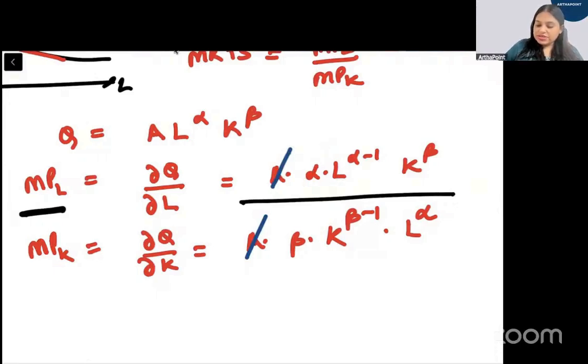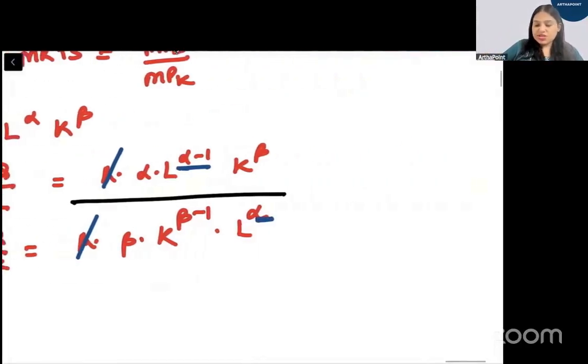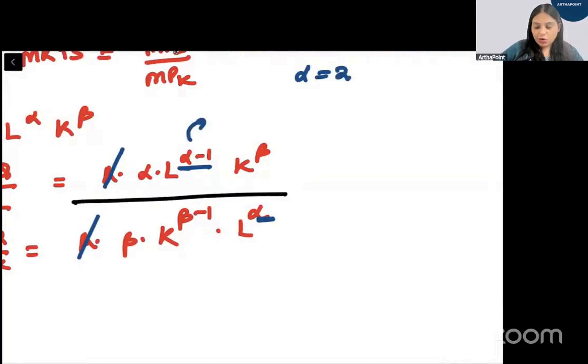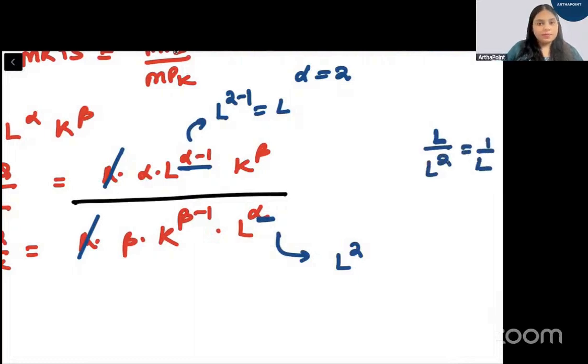And now this is L to the power alpha minus 1 and this is L to the power alpha. माने डिनोमिनेटर में L का पावर 1 से ज्यादा है. Just think about it. Suppose I tell you alpha is 2. तो न्यूमरेटर में L का पावर क्या हो गया? 2 minus 1 माने L. और डिनोमिनेटर में L का पावर क्या हो गया? L square. So L divided by L square will be 1 by L, right?